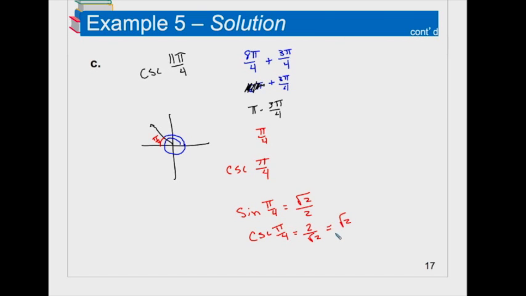Very good. Now, am I done? No, I need to think positive or negative, because pi over 4 was just a reference angle. I am in the second quadrant. I'm looking at things to do with the sine. So is the sine positive or negative in the second quadrant? Well, it's above the x-axis, which means it's positive, which means I am done: positive square root of 2.